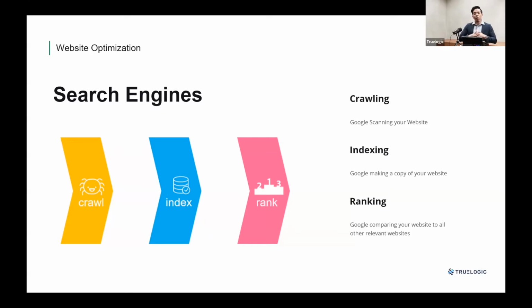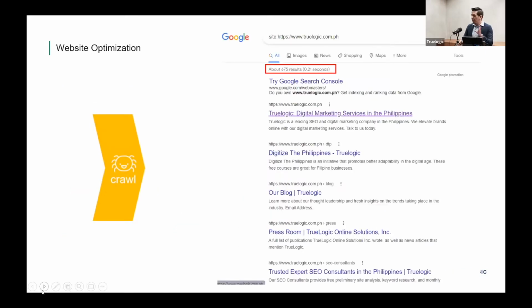So those are the three primary basic functions of a search engine: the act of scanning your website, remembering your website, and ranking your website. Now let's talk about that in a bit more detail. I'll take you to another slide. What you're looking at is a practical application of how we check whether Google can scan your website or not. And then I'll dive into a bit more technical detail in a bit.